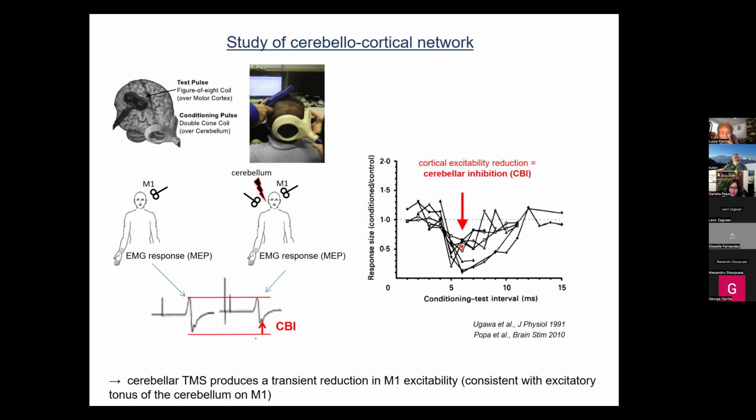And this decrease has been interpreted as a change in excitability of the motor cortex after the stimulation. So it is due to the fact that activation of Purkinje cells, which are inhibitory cells, reduces the excitatory cerebellocortical drive. Now, what happens in Parkinson's disease?